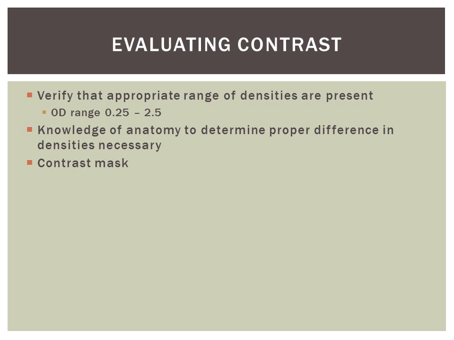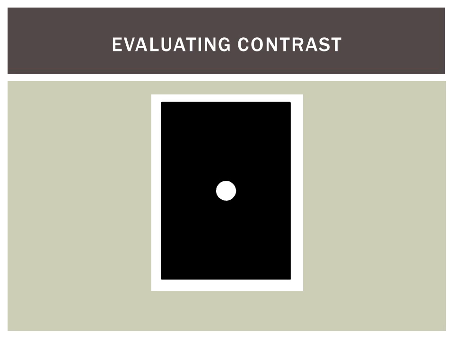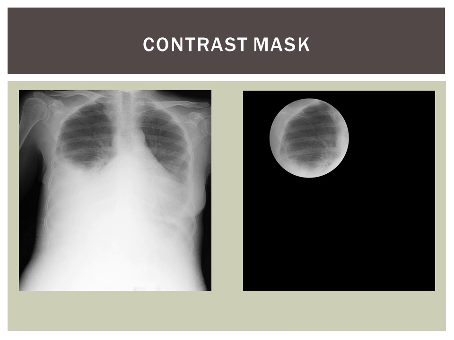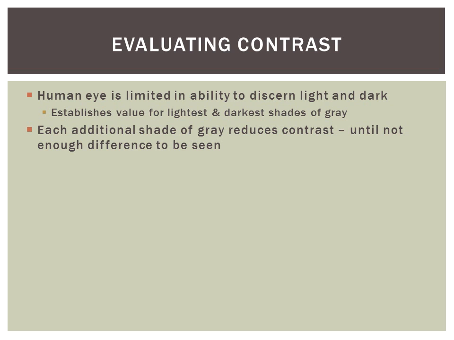Remember, our optical density range is 0.25 to 2.5. Knowledge of anatomy to determine the proper difference in densities is necessary, and then we are about to discuss our contrast mask. This is a contrast mask. It helps focus on contrast in one area. This is showing you an example of a chest x-ray that's too light, making contrast evaluation difficult. The one to your right of the screen is if it's applied, making it easier.